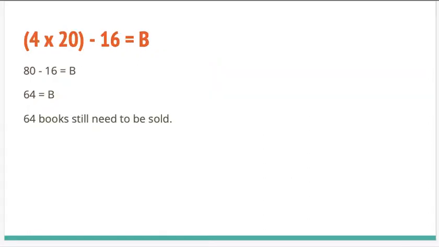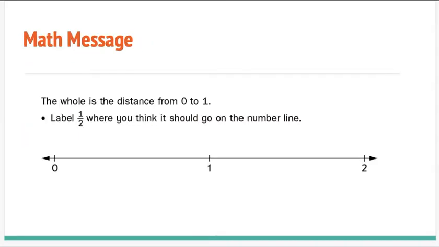4 times 20 is first in parentheses, and then minus 16 equals B. 4 times 20 is 80, minus 16 equals B. And then 80 minus 16 is 64. So 64 books still need to be sold. All right, let's try another one.